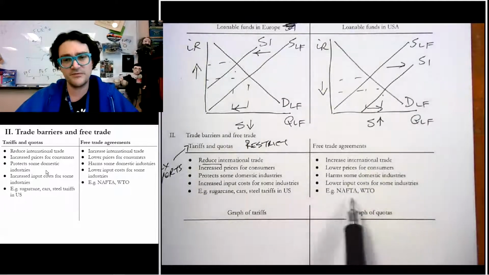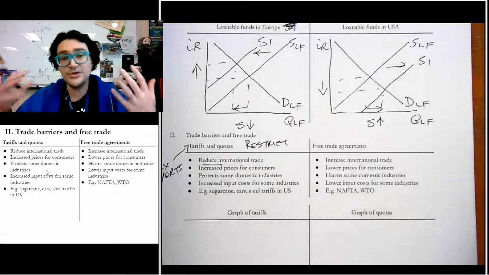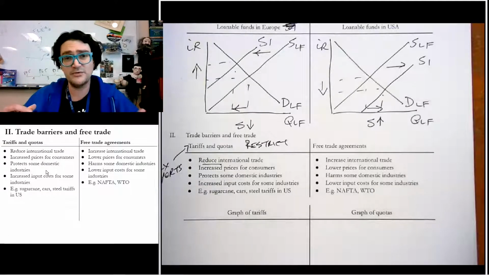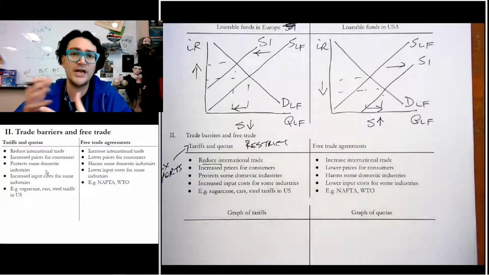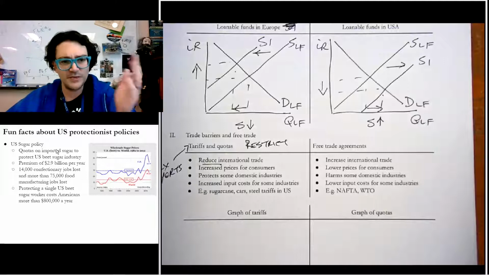And there are some good examples of free trade agreements like NAFTA and the WTO. The European Union is a great example of a free trade agreement. The whole point of it was to facilitate international trade. So there are some fun facts here that, if you want to speed through, we could do that.